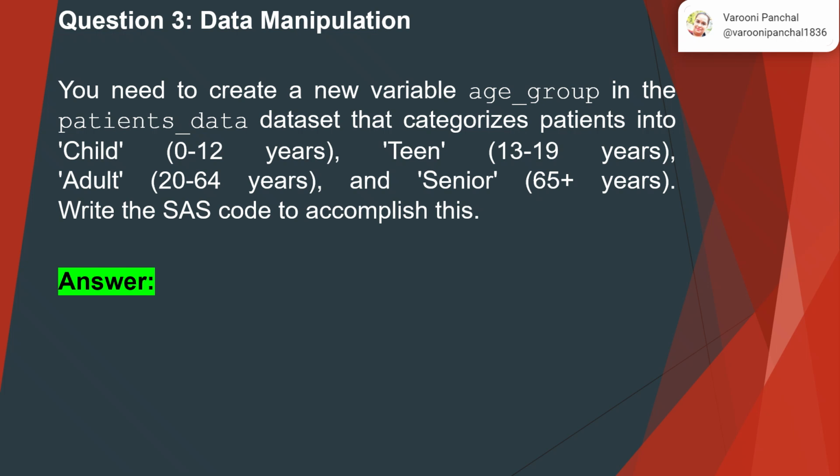Question 3. Data manipulation. You need to create a new variable age_group in the patients_data dataset that categorizes patients into child, which is 0 to 12 years, teen, which is 13 to 19 years, adult, which is 20 to 64 years, and senior, which is 65 plus years. Write the SAS code to accomplish this.